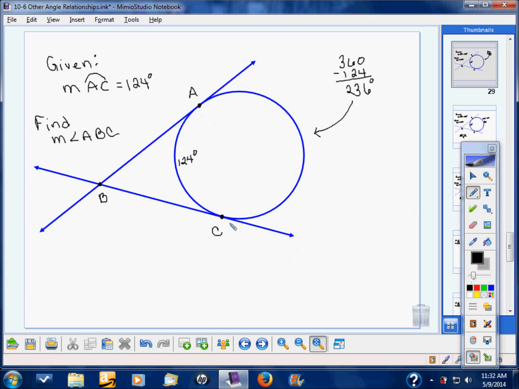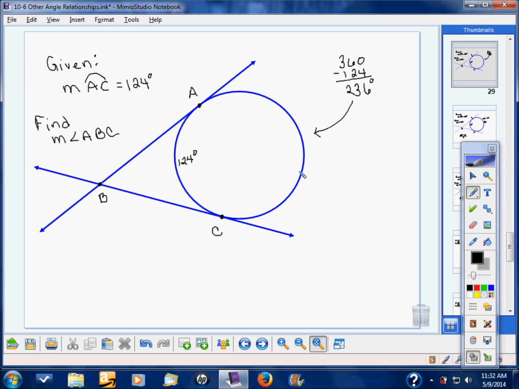The tendency of people is to forget that there's going to be one subtraction to find this, and then there'll be a second subtraction to subtract and divide by 2. Does everybody see where this arc came from? We'll take it to the next step then.